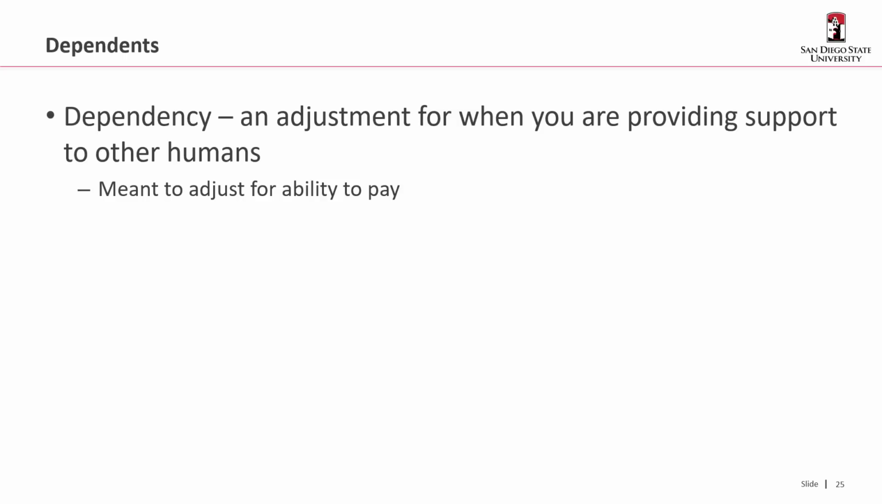So dependency really is a tax adjustment for a taxpayer when they're providing support to some other human, right? It doesn't have to be a child, right? So really it's meant to adjust for ability to pay, right? It used to be, again, there were these things called exemptions. Now we're going to see that dependencies affect some other credits, some other deductions, like the standard deduction amount. It also affects filing status. But really, it's ultimately meant to adjust for ability to pay. So again, a family with 6 children probably has a higher cost structure than double income, no kids.